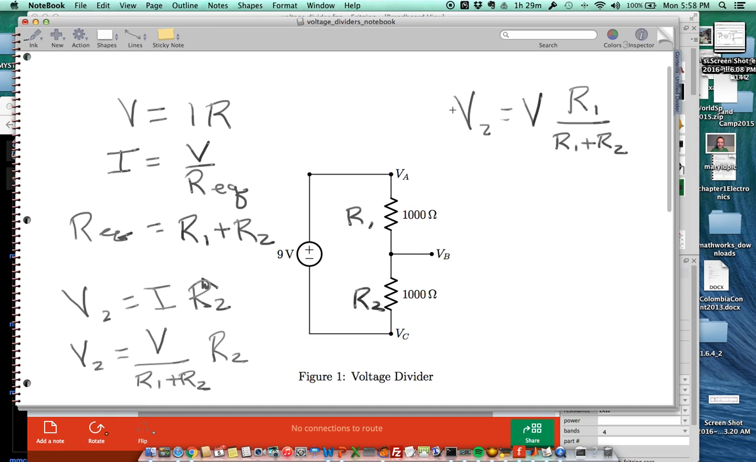And notice now, my voltage here that's dropped across R2, and that's what's at VB, is the total voltage times the ratio of, sorry, this should be R2 over the total equivalent resistance. So in this case, my V2 is going to be 9 volts times 1000 ohms over 2000 ohms. And so that just gives me 1/2 of 9 volts. So in this case, we'll have 4.5 volts.